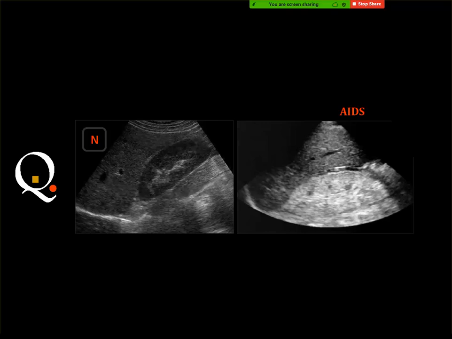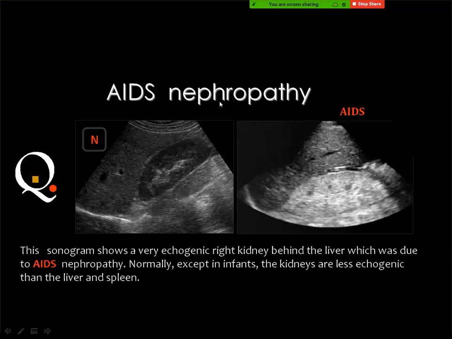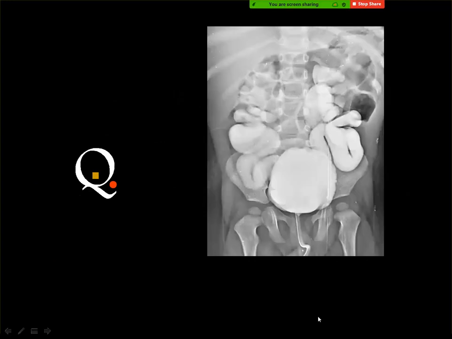Renal nephropathy. Yes, AIDS-related nephropathy, and you see the echogenicity of the renal parenchyma compared to the normal appearance of the renal parenchyma. There are grades for nephropathy by ultrasound, and all that is needed is to say that this is nephropathy. If you know the cause, you may say that this is related to AIDS or whatever other pathology.